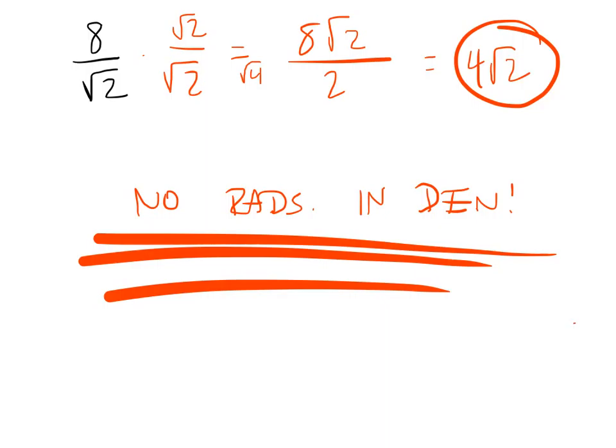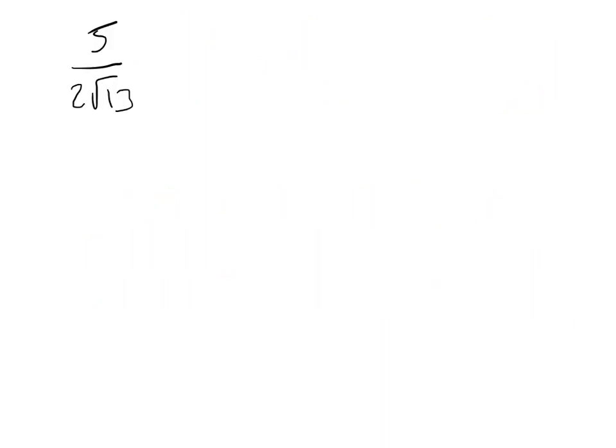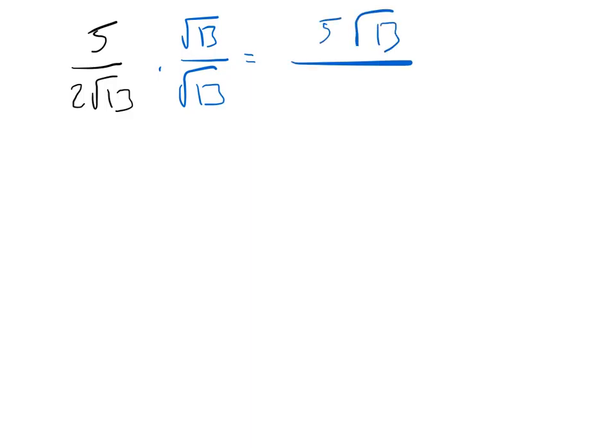Let's look at another example. Here we have 5 over 2 root 13. In the other example we didn't have a coefficient in front of our radical, but we're going to do the same exact thing we did before. We're still going to multiply by root 13 over root 13. We don't multiply by the coefficient, just by our radicals. So 5 times root 13 is 5 root 13 over 2 root 13 times root 13. What that's going to become is 2 times 13, because when I multiply those two root 13s by each other, it becomes just 13, and then we're left with our 2 times 13.